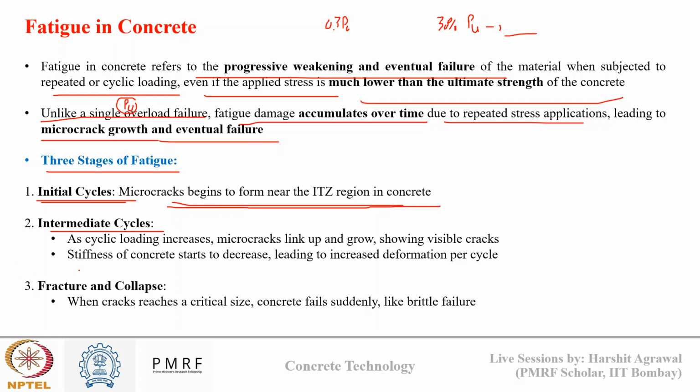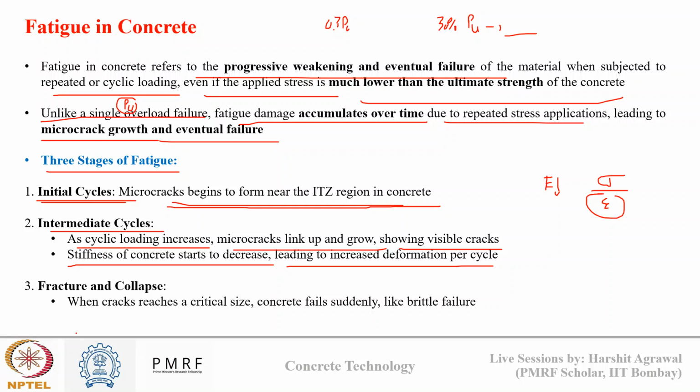Then in the intermediate cycle, after a few initial cycles, what will happen? As cyclic loading increases, the microcracks will link up and grow, and they will show visible cracks. As cracks appear, concrete stiffness will start to decrease. And if the E value decreases, then we know that at the same stress the strain will be more in concrete now. So there will be more deformation per cycle happening in concrete.